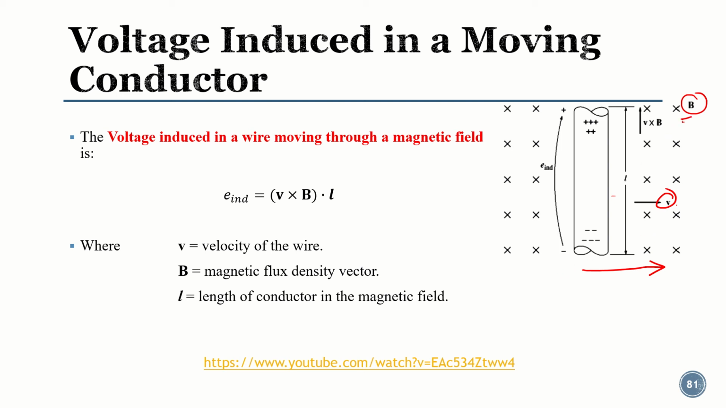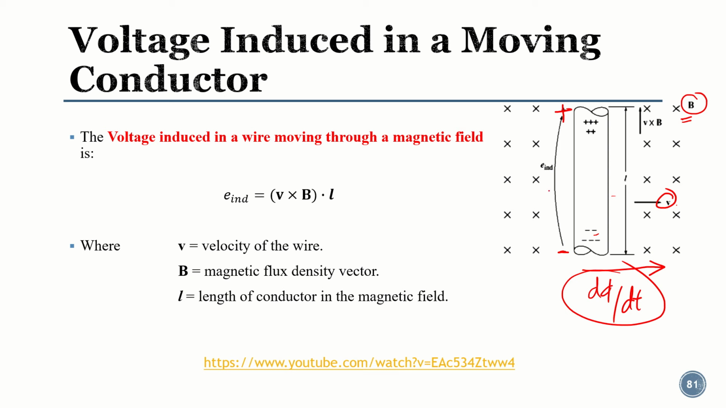This is the magnetic field and this wire starts moving towards the right. So basically this wire is experiencing a changing magnetic field. This wire will experience a changing flux due to its movement, and that changing flux will induce a voltage across the terminals of this wire.